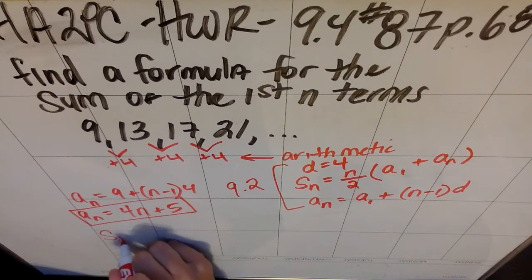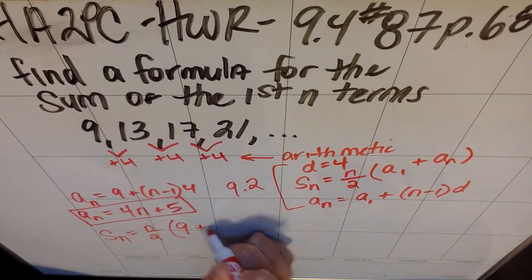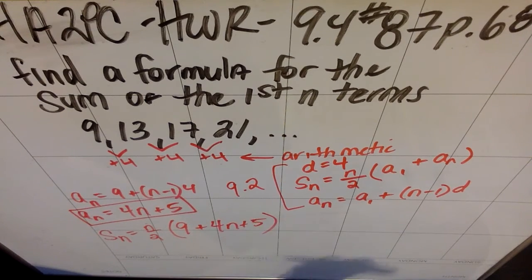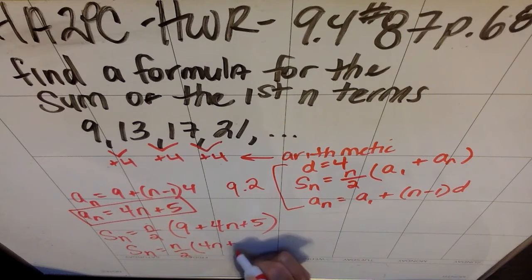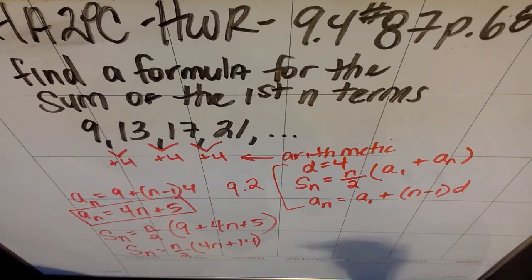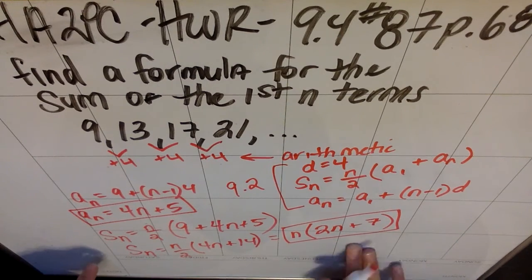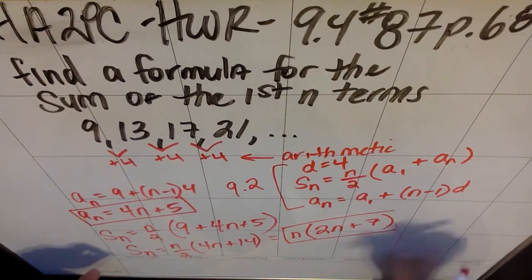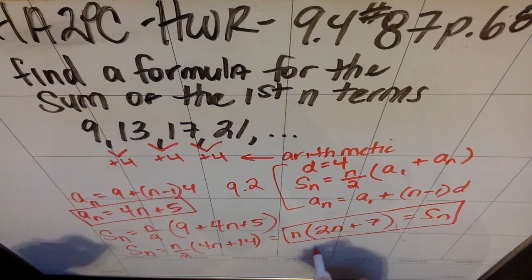Then the sum of the first n terms is n over 2, because that's the number of pairs, times a sub 1, which is 9, plus a sub n. So the formula we're going to get is n over 2 times 4n plus 14. Or, if you want, you could factor 2 out of that and make this n times 2n plus 7. Now, you could check your formula to make sure it works. It's never a bad idea to check that. When you make a formula, even if you're using other formulae that you know and are pretty sure are right, it's a good idea to check that you're right just in case.